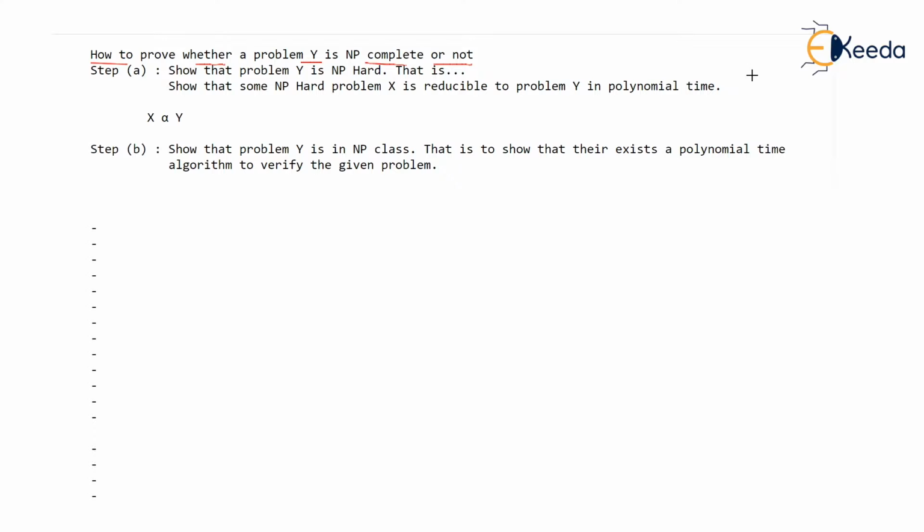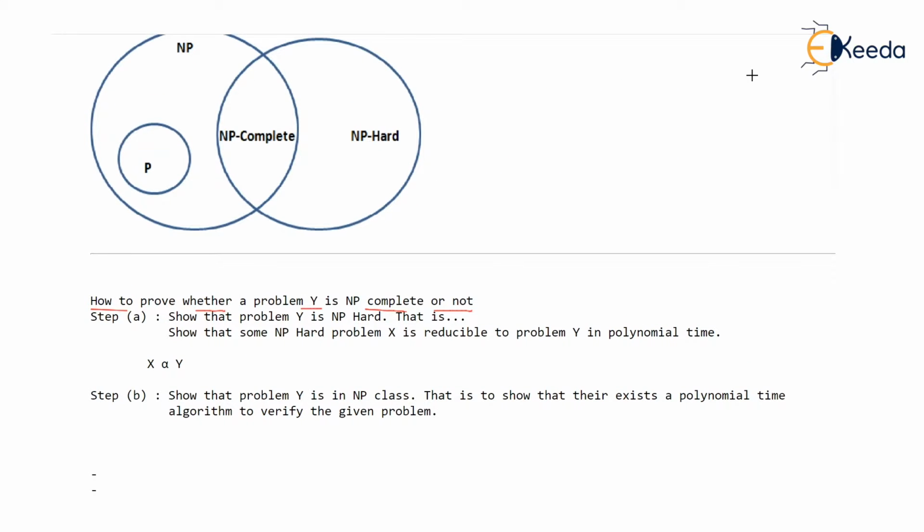We want to prove for some problem Y that Y belongs to NP complete. Now, when will Y be NP complete? There are two qualifications Y should have. Y must be NP hard. Check this: this problem Y is in the NP hard set, correct or not? And the second qualification is Y must be NP.